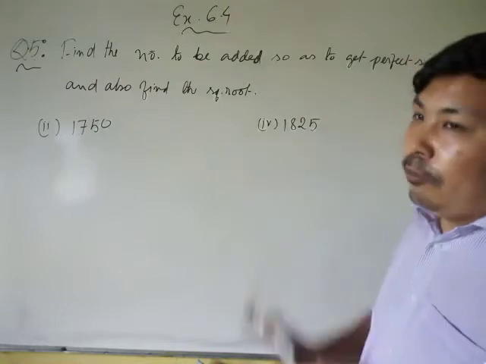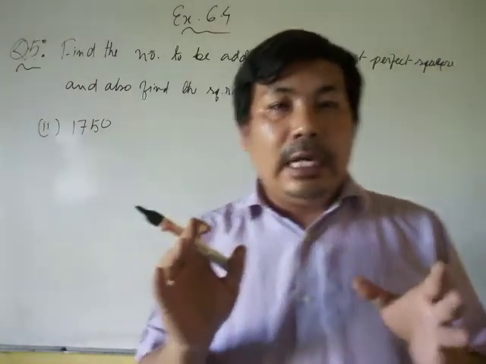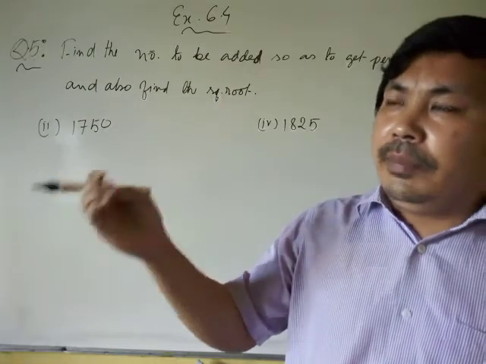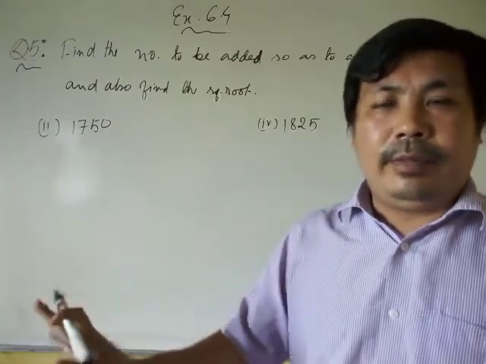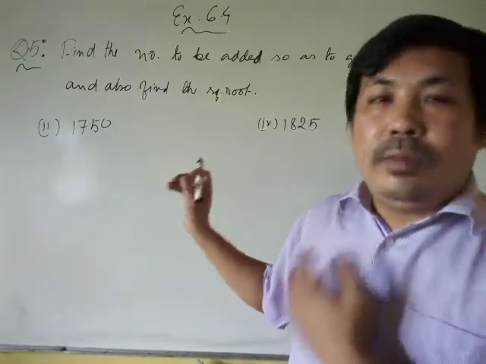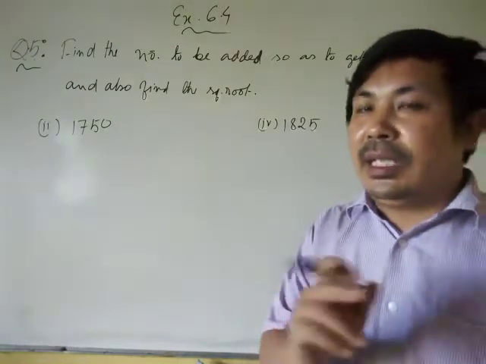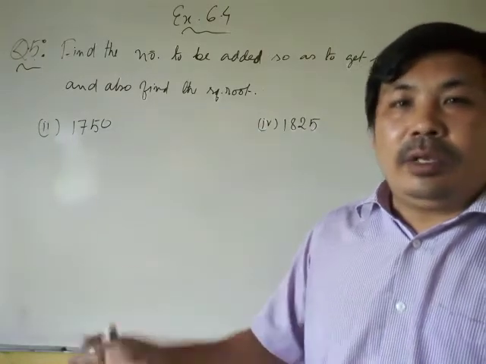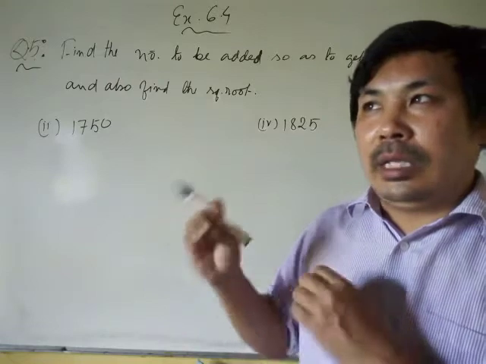Like question number 4. Question number 4 is asking to find the least number to be subtracted. So the remainder is to be subtracted. That's all. Very fine, very easy, isn't it? But here we are not going to do much with the remainder. When we get the remainder, there is nothing more to do.